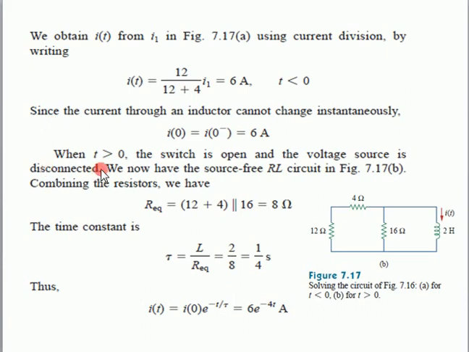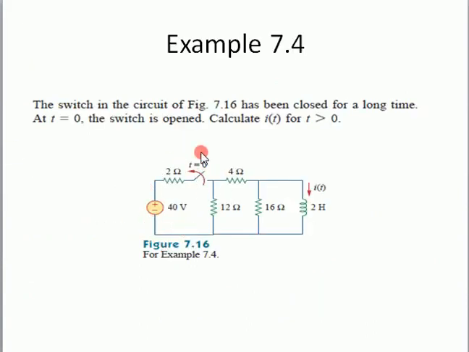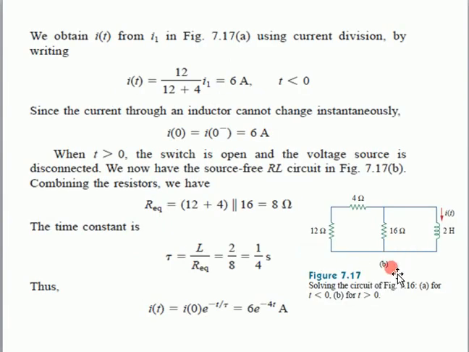Now when t is greater than 0, the switch is open. When the switch is open, this circuit has been disconnected from this part. So when only this part is present, this is the circuit basically. And here you see there is the absence of any independent source, so this is the source free RL circuit. From here you can find the value of R equivalent: the 12 ohm is in series with this 4 ohm, and this 16 ohm is in parallel with this 16 ohm. So the answer is 8 ohm.